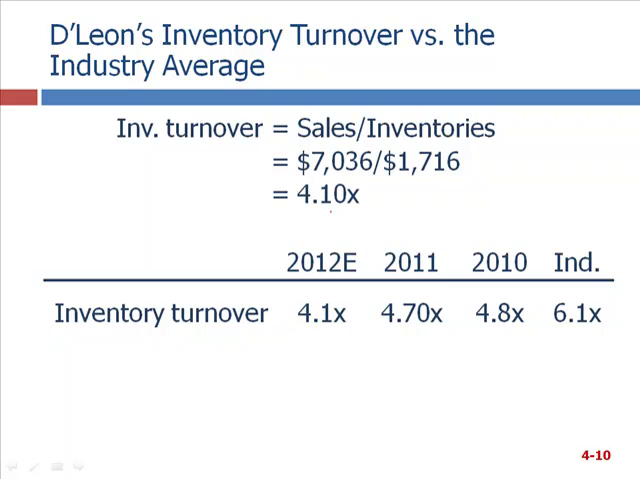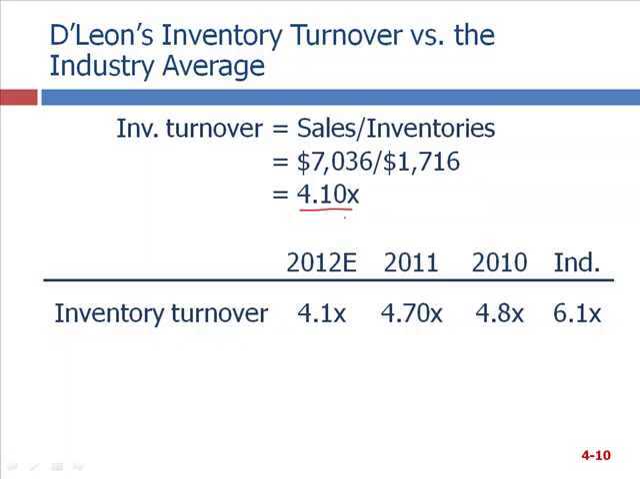Now what exactly does that mean intuitively? How should we think of that? Well, just imagine, if you can for a minute, all of a company's inventory. So think about everything it has to sell. And of course that could be sitting in different places. It could be out on the shelves. It could be back in a storage area, but all of the company's inventory. So if you picture that for a company, this number suggests that DeLeon sells all of that stuff 4.1 times per year.